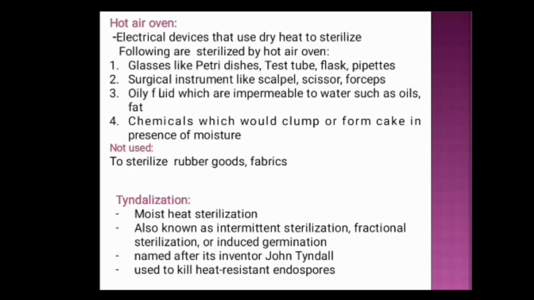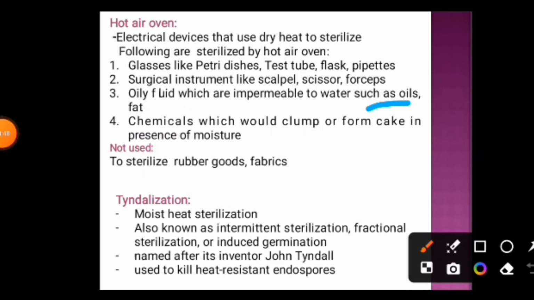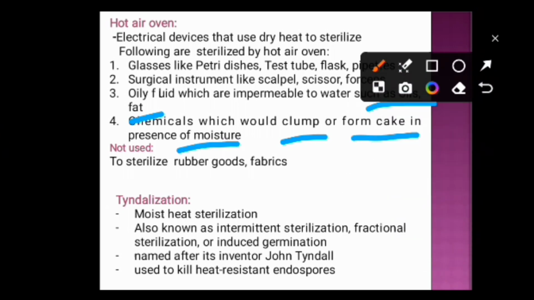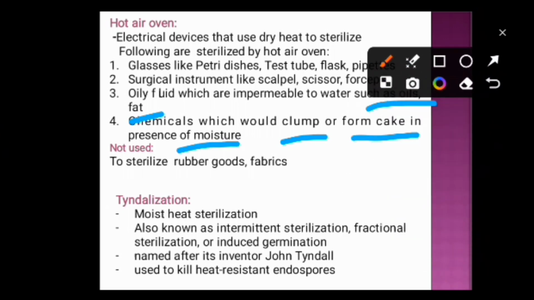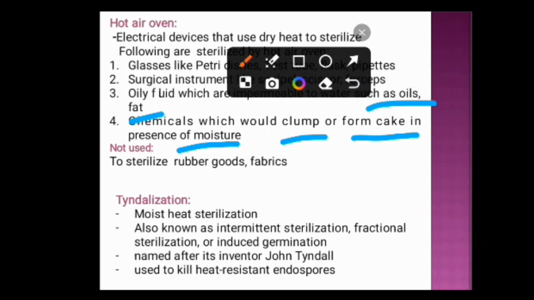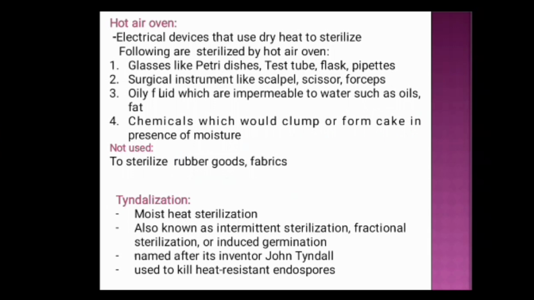Next is the hot air oven, an electrical device that uses dry heat to sterilize. The following are sterilized by hot air oven: glassware like petri dish, test tube, flask, pipette; surgical instruments like scalpel, scissors, forceps; oily fluids which are impermeable to water, such as oil and fat; and chemicals which would clump and form into cake in the presence of moisture. Rubber goods and fabrics are not sterilized in a hot air oven.